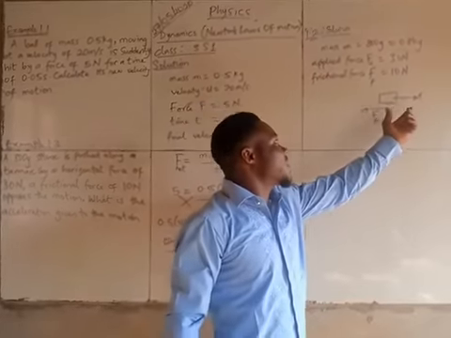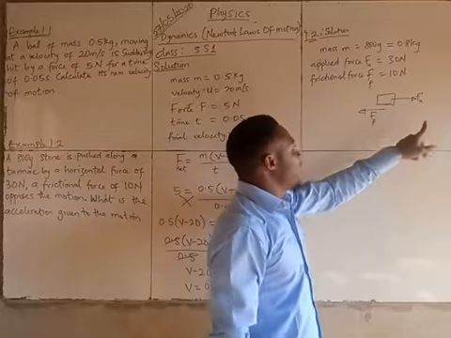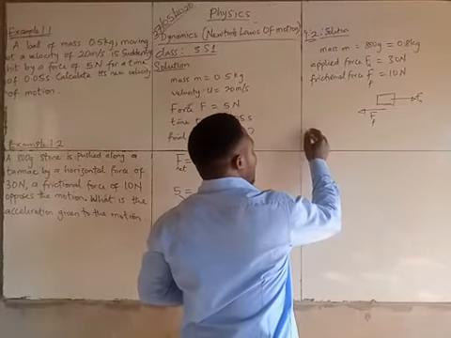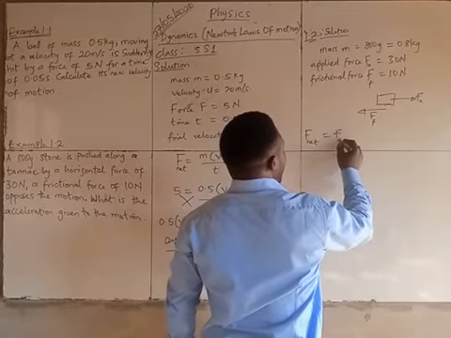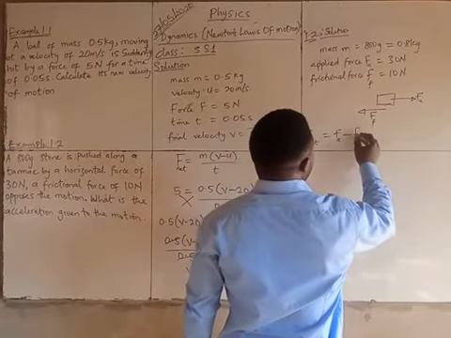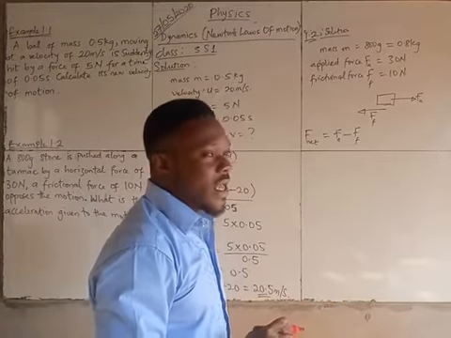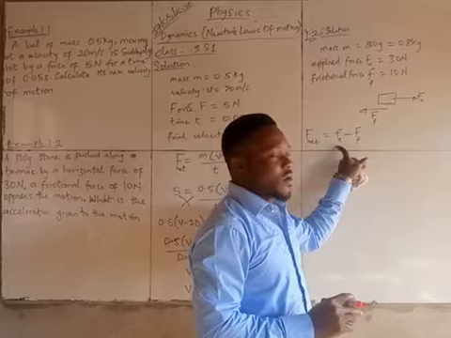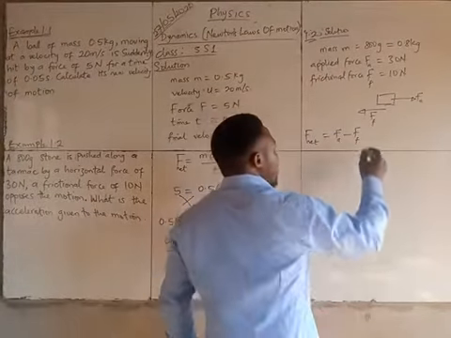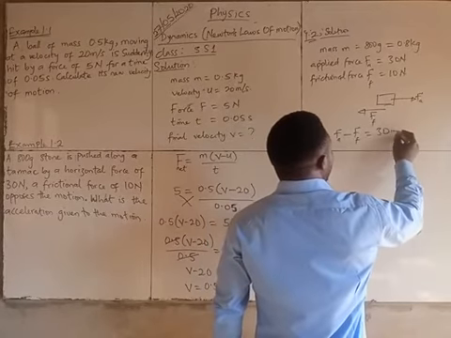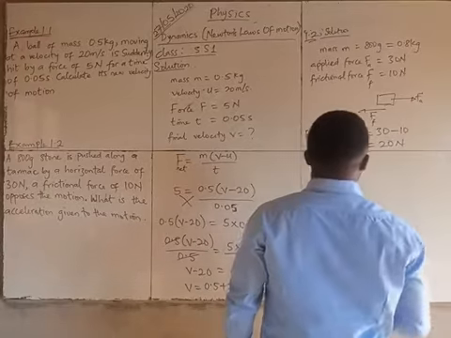If you look at it, you can see that the net force on this particular body is going to be the force applied minus the frictional force. It means that your net force is equal to force applied minus frictional force. It is the net force that will give this body acceleration, not the force applied, not the frictional force, but the net force. And that is going to be 30 minus 10, which is going to give us 20 Newton.